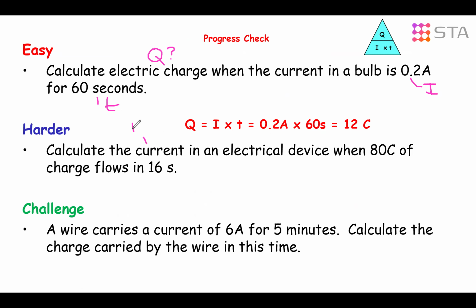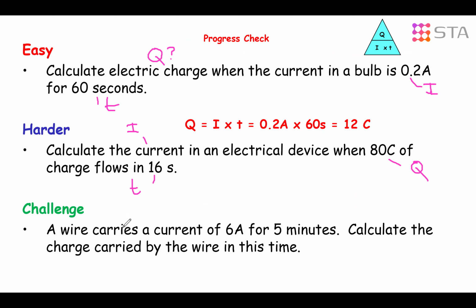For the second one, calculate the current in an electrical device. So they're after I, and they give you Q, and they also give you T. So please pay attention to what information they actually give you in the question, and please annotate your exam questions like this. Okay, you can write around them, you can annotate them in whatever way you want.